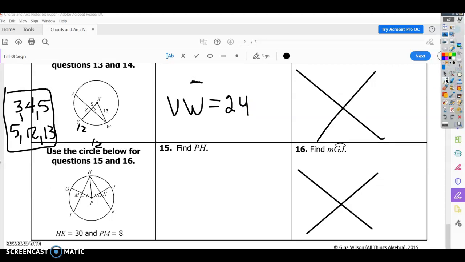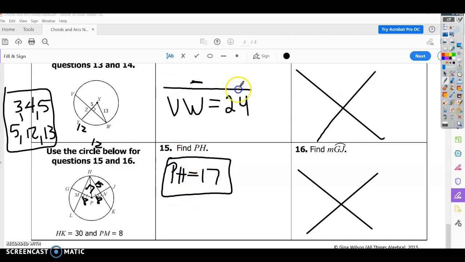All right, last one. So we have HK. HK is this line here, so it's 30. So we know that this is 15. And PM is 8. So that means this is 8 as well. Okay, so this ends up being a Pythagorean triple as well. So again, if you know your Pythagorean triples, you know 8, 15, 17, your hypotenuse is always your longest side. PH equals 17. If you don't know what a Pythagorean triple is, I would look it up before the ACT.